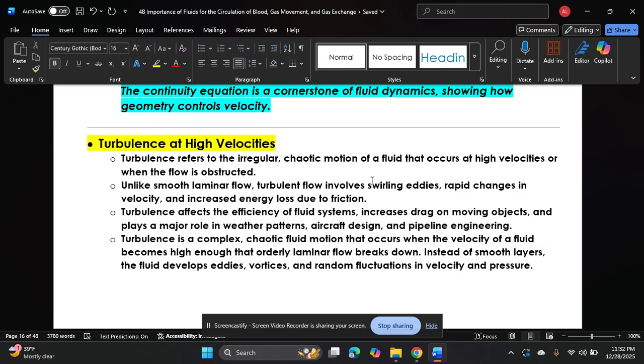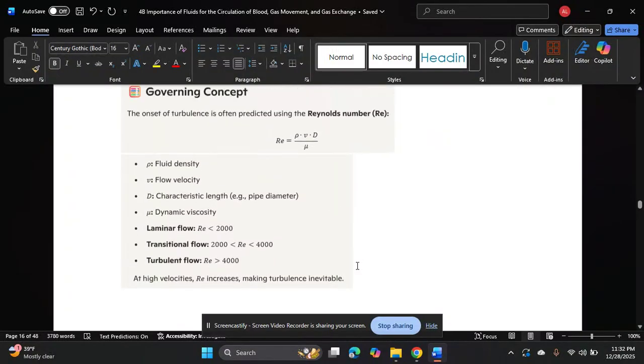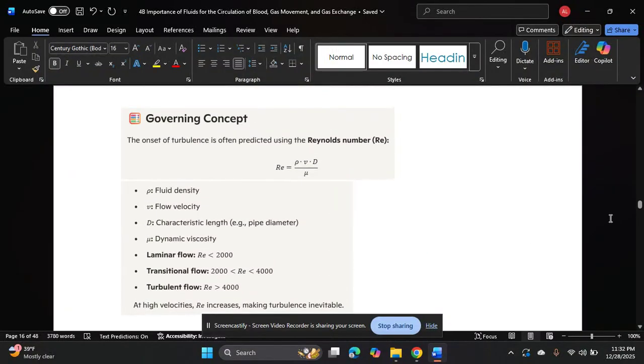Turbulence is a complex, chaotic fluid motion that occurs when the velocity of the fluid becomes high enough that orderly laminar flow breaks down. Instead of smooth layers, the fluid develops eddies, vortices, and random fluctuations in velocity and pressure. All right, the onset of turbulence is often predicted using the Reynolds number Re, right? Re equals rho V D by mu. Rho is fluid density, V is flow velocity, D is the characteristic length, the pipe diameter. Mu is dynamic viscosity.